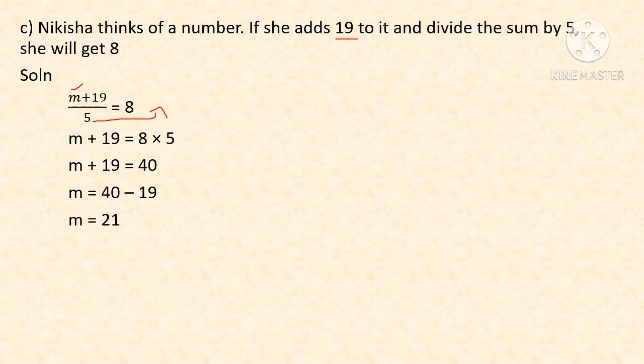Nikisha thinks of a number. So what number is she thinking? She is thinking 21. So read carefully the statement and write down the equations. Once you write down the equation, it is easy to solve it. So when you are writing the equation, be careful. Read the statement 2 or 3 times, understand it, then write the equation. Okay children, now let's see the next problem.